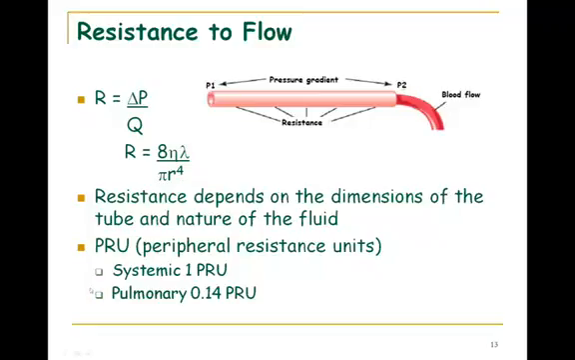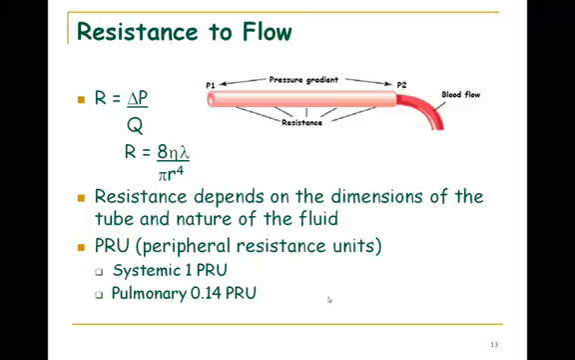If you notice, the pulmonary circulation is only 0.14. Now, I don't care that you know that number, 0.14, but I want you to be able to tell me that the pulmonary circulation has a much lower resistance than the systemic circulation. And I had mentioned that to you earlier at the very beginning of the lecture.